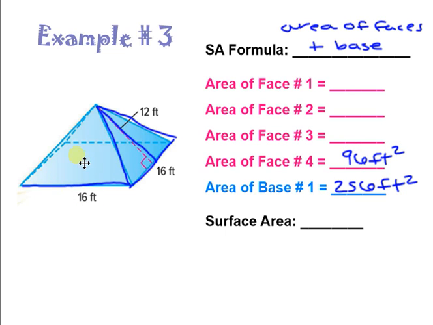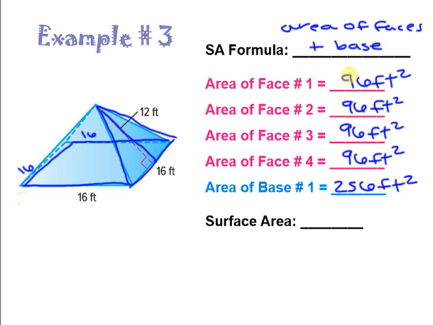Now, because this is 16, that's going to be 16. Because this is 16, that's going to be 16. And the height is going to be 12 all around. These are all going to be the same. But remember, that only works if it's a square. So let's add it up. 96 plus 96 plus 96. So 4 times there plus 256. That's going to be 640 feet squared.